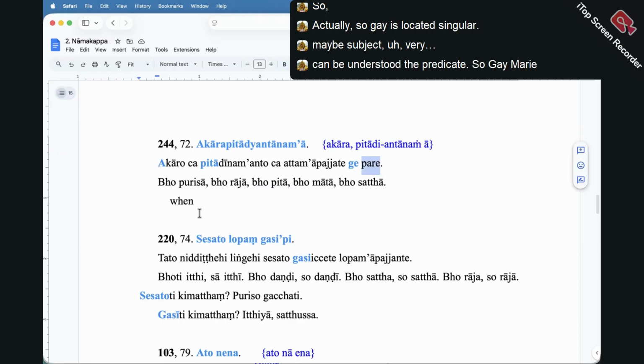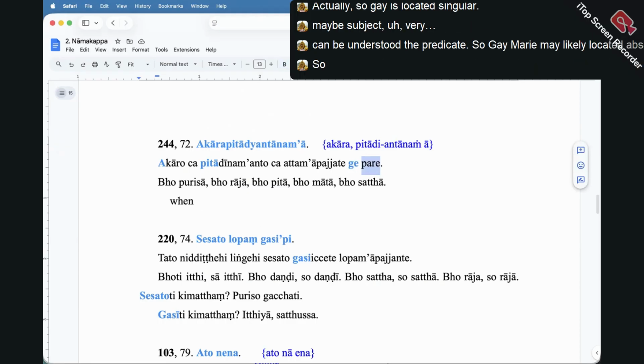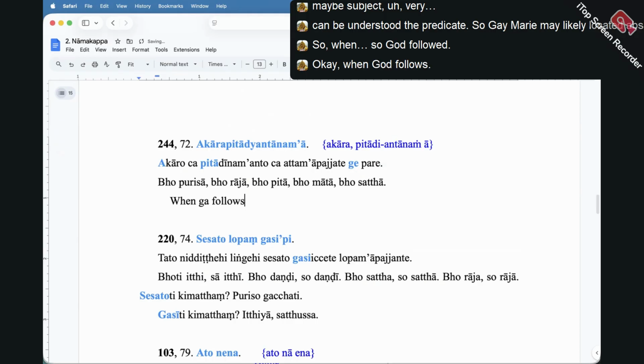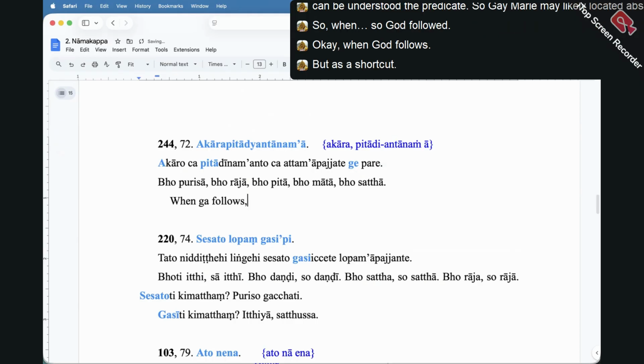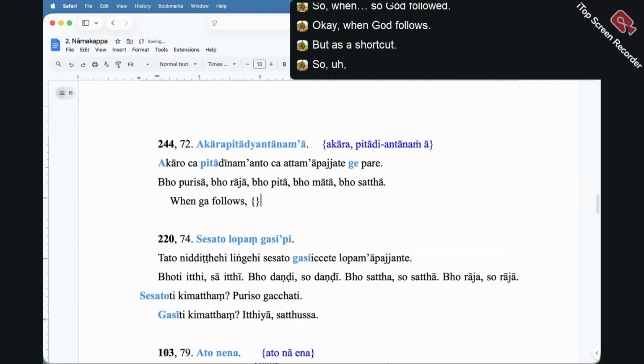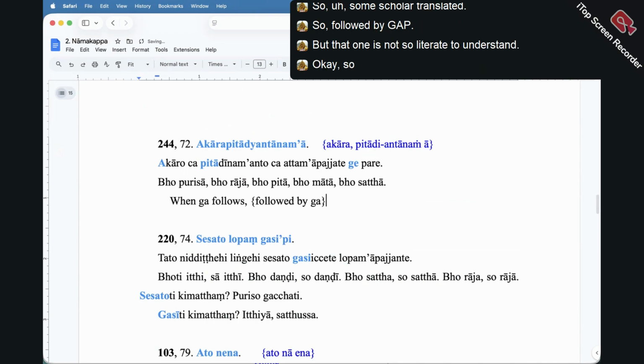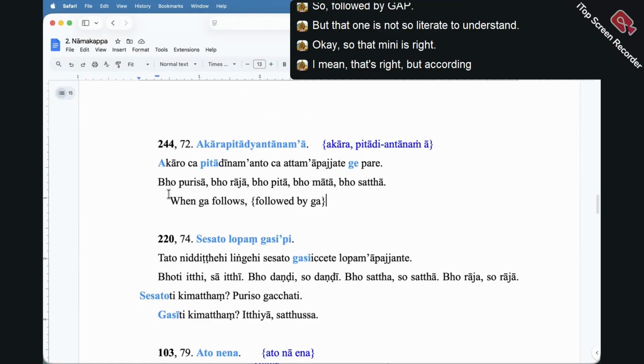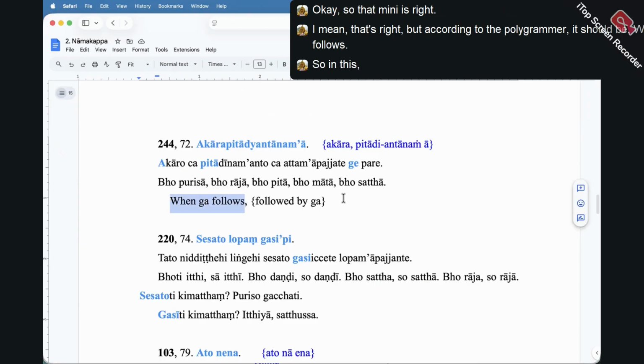So ge bari means like a locative absolute. So when God follows. Okay, when God follows. But as a shortcut, some scholars translated, so followed by God. But that one is not so literal to understand. Okay, but meaning is right. Meaning is right. But according to Pali grammar, it should be when God follows. So in this way can be understood.